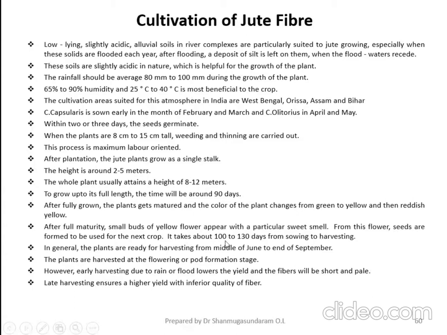It takes about 100 to 130 days from sowing to harvesting. So nearly 130 days are needed for harvesting. In general, the plants are ready for harvesting from the middle of June to the end of September. The plants are harvested at the flowering or pod formation stage.